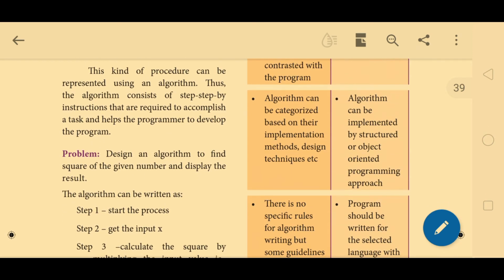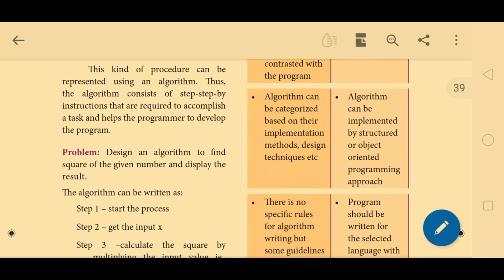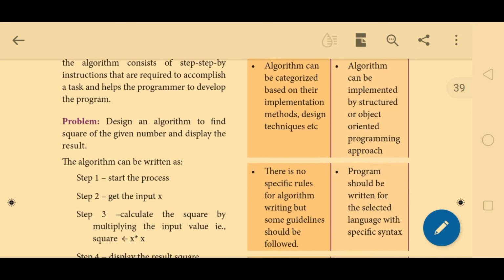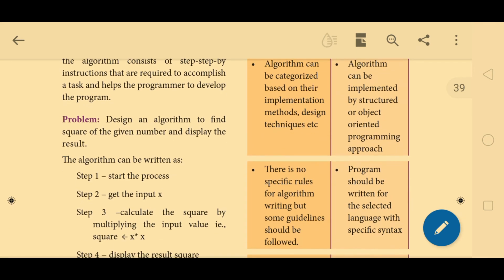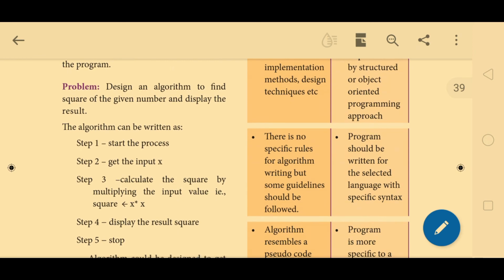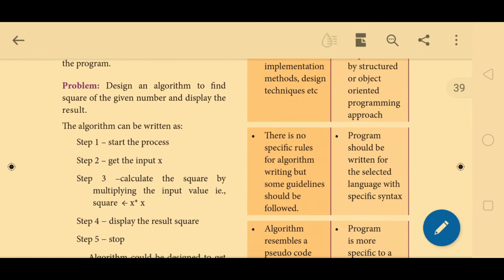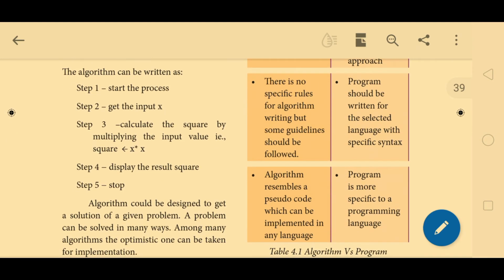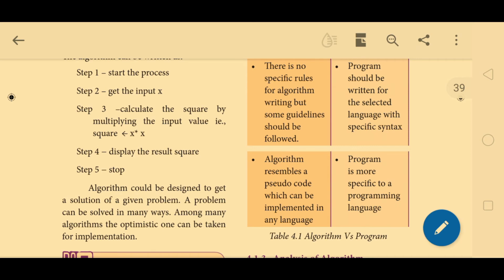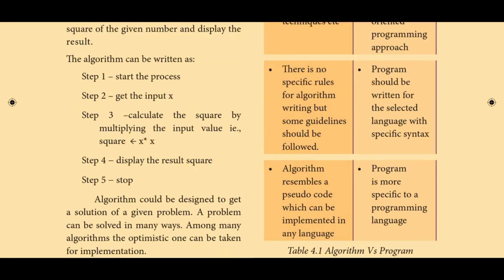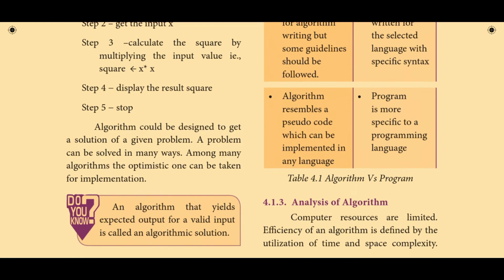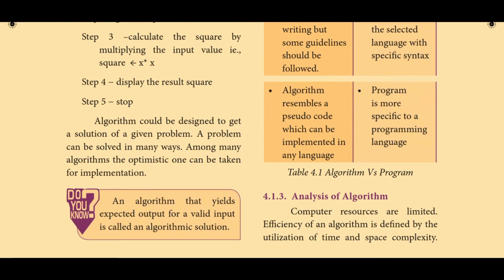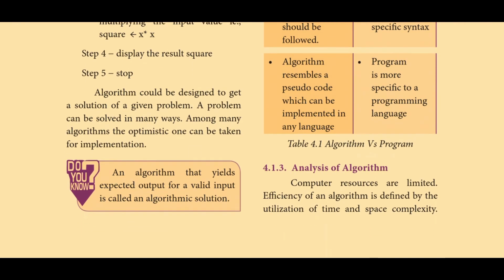These procedures can be represented using an algorithm. An algorithm consists of step-by-step instructions required to accomplish a task. Let me show another example, to find the square of a given number. Step 1: start the process. Step 2: get the input x. Step 3: calculate the square by multiplying the input value, that is x times x. Finally, display the result, the square, and stop the process.